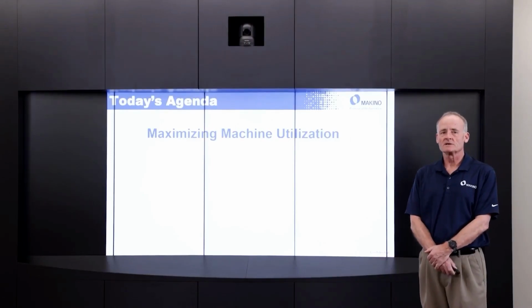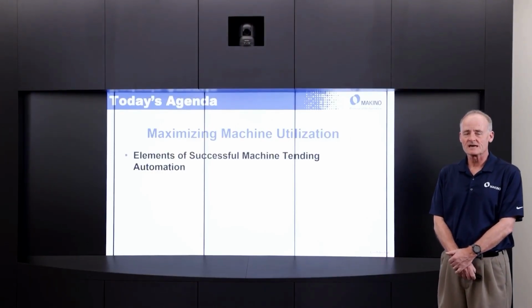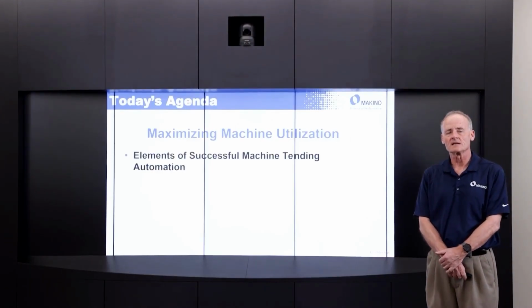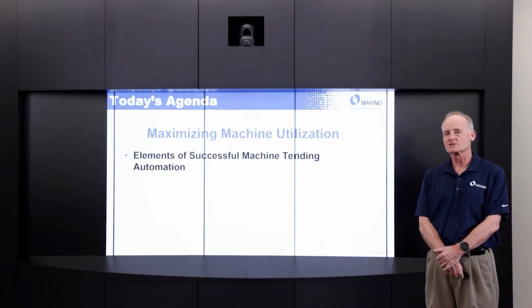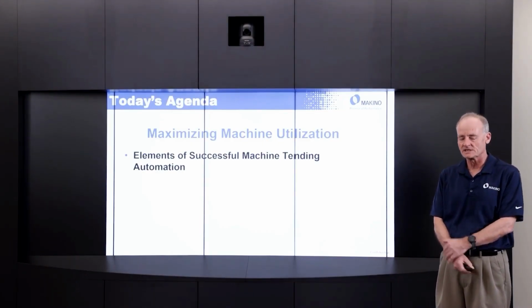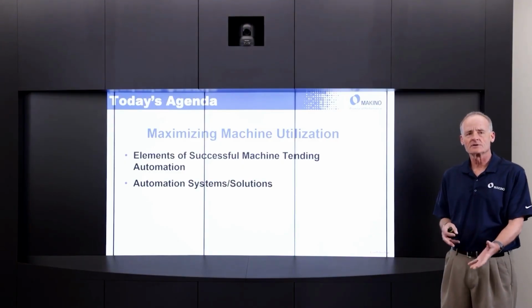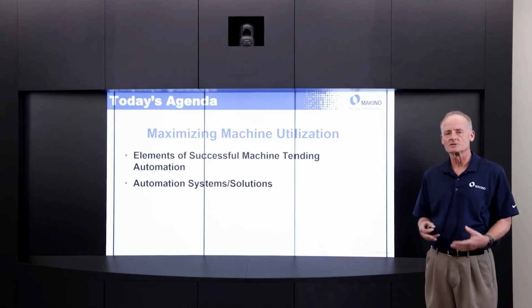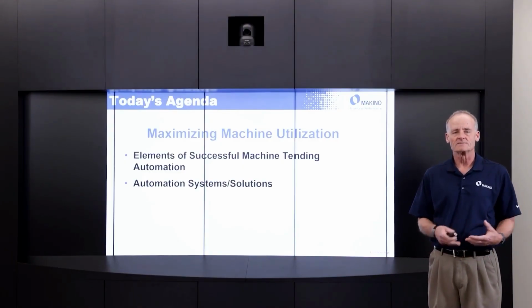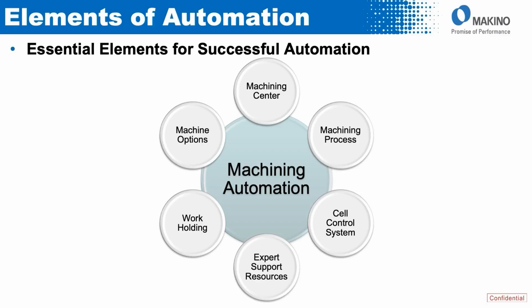So today we're going to be talking about a couple different topics. One is the elements that are required for a successful machine tending automation implementation within your shop. And the second one is going to talk a little bit about the different automation solutions and systems that are available when it comes to machine tending automation.